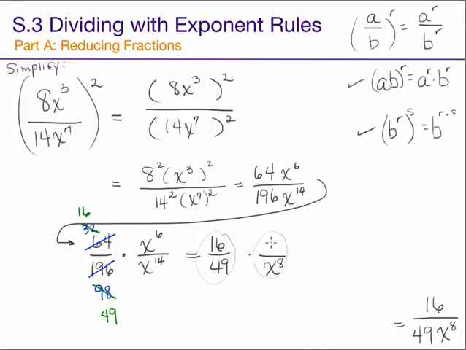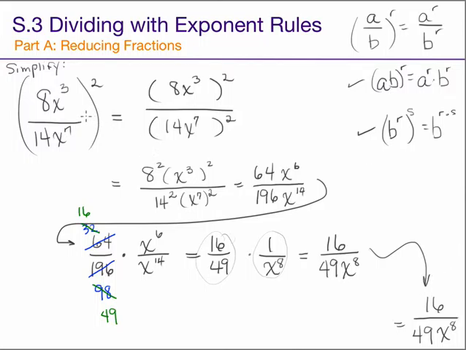What about the numerator? Remember that x goes into x once, x goes into x once. I'm going to do that all 6 times up here. So I'm just going to have a product of 1s. 1 times 1 times 1 is 1. Finally, I can recombine these fractions. 16 times 1 is 16. And 49 times x to the 8th is 49x to the 8th. Look, same answer.